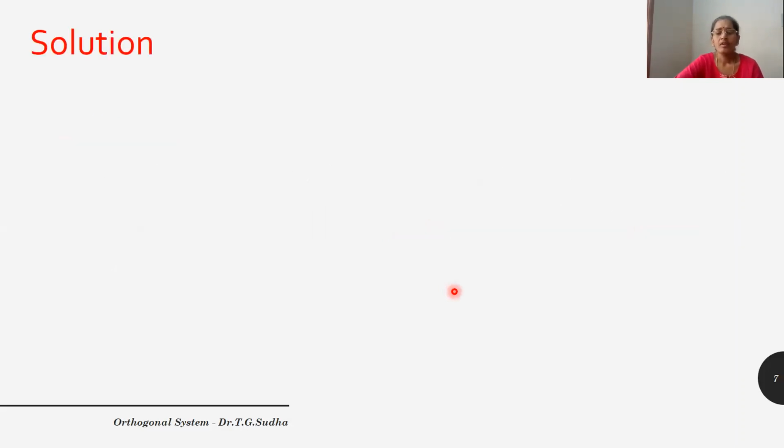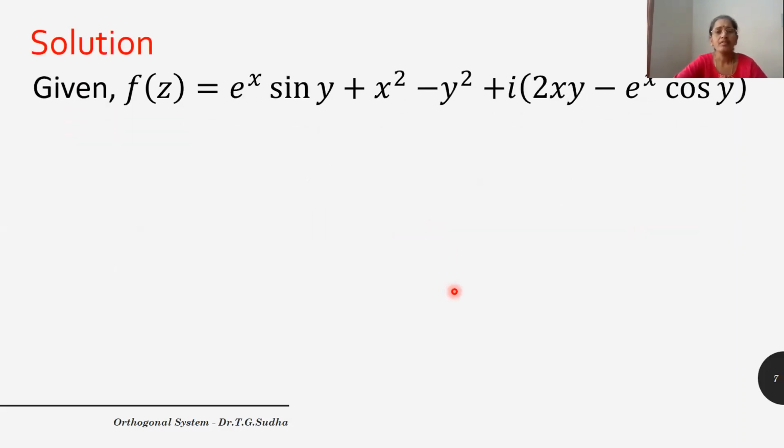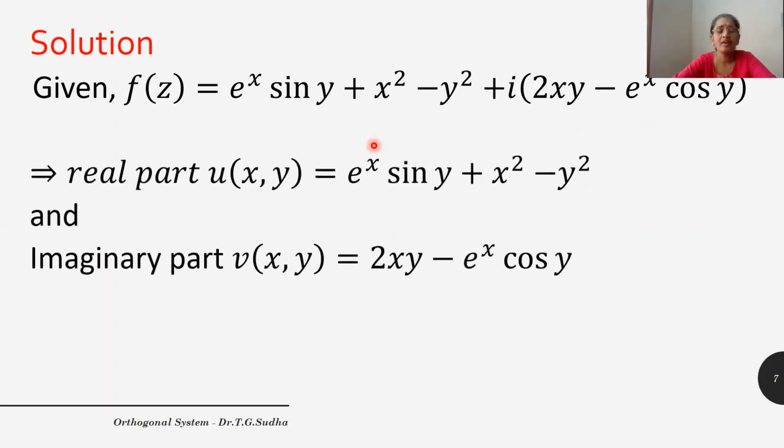So let us look into the solution. This is the given function f(z). Let us extract the real and the imaginary parts here. The real part u = e^x sin y + x² - y², and the imaginary part v = 2xy - e^x cos y.